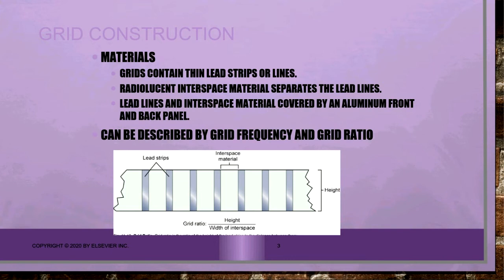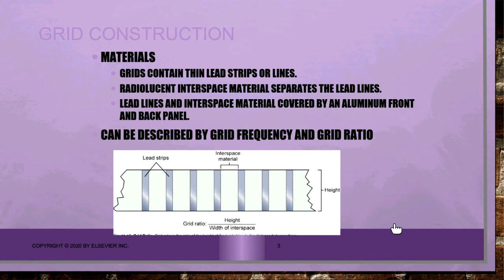So if those conditions exist where the part is thicker than 10 centimeters, which is about 4 inches, or your kVp is 60 or above, you should be utilizing a grid to help eliminate scatter radiation from reaching the image receptor. They also reference that the grid can be described by its grid frequency and its grid ratio.